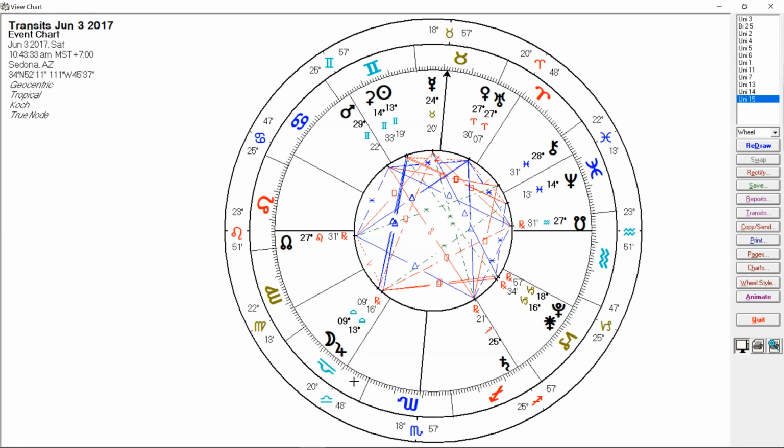So this is very important to track when you look at transits in particular.